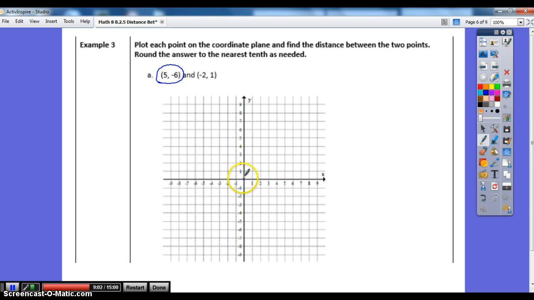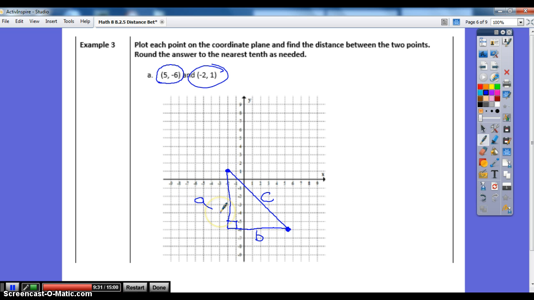+5, -6. So you go over here to the +5, down to the -6. 1, 2, 3, 4, 5, 6. The -6. The other one, -2, +1. So here's your -2 and then to the +1 right there. Here's your C, your A, and your B.